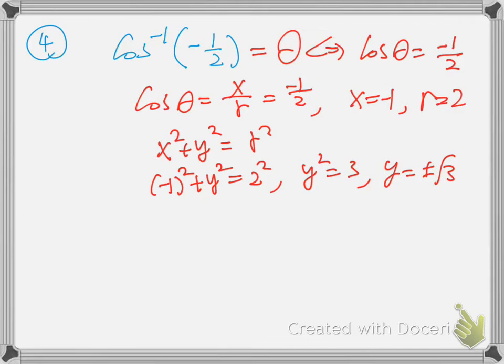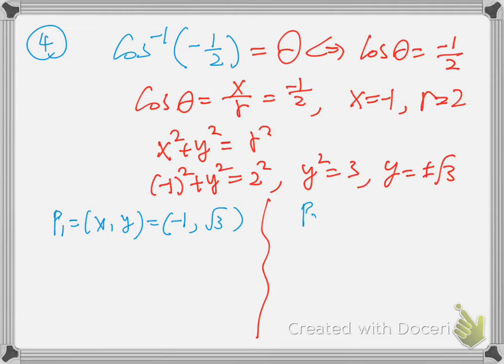Okay, right triangle. So we have 2 pictures because we have 2 choices for y, right? So P1, x, y, this is -1, radical 3. The second case, P2, x comma y, this is -1, negative radical 3. Okay, so now pictures.